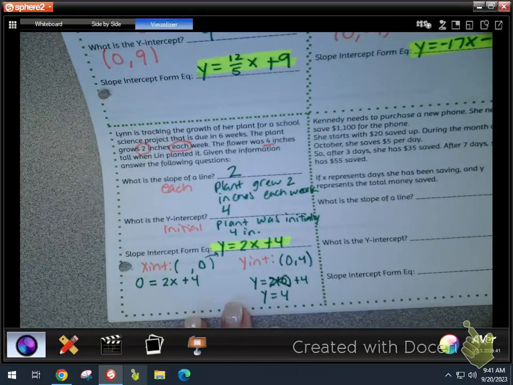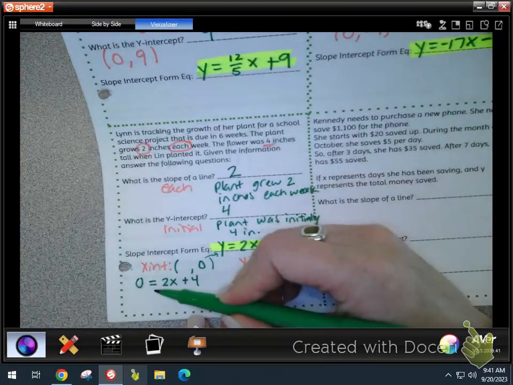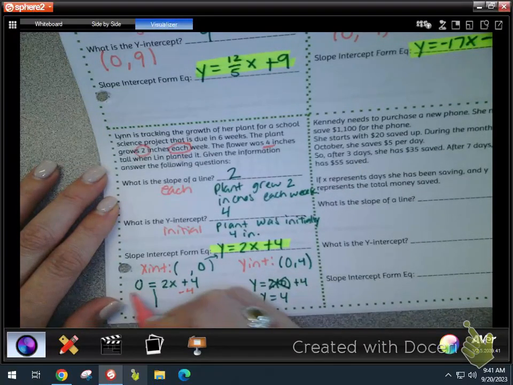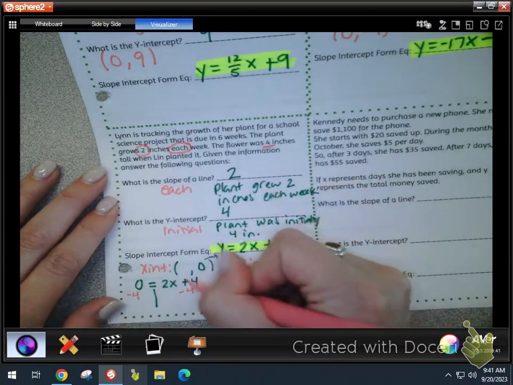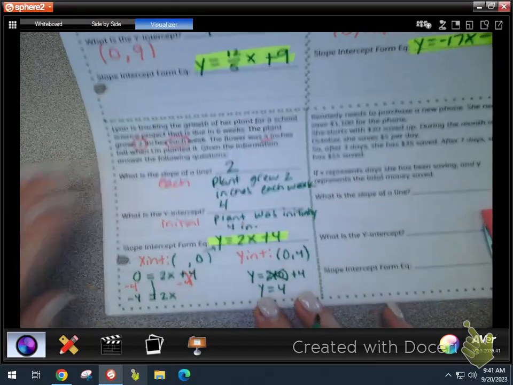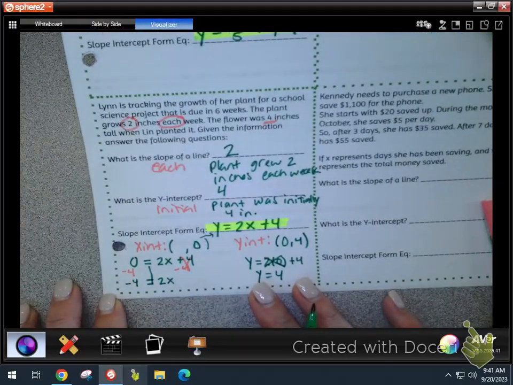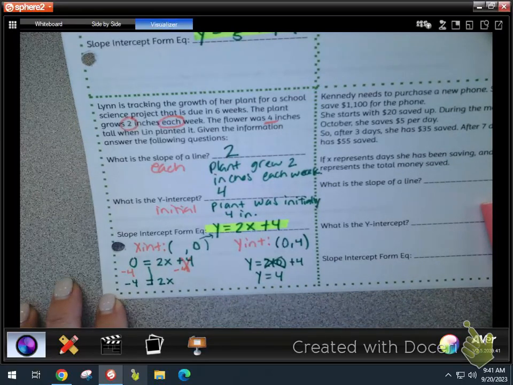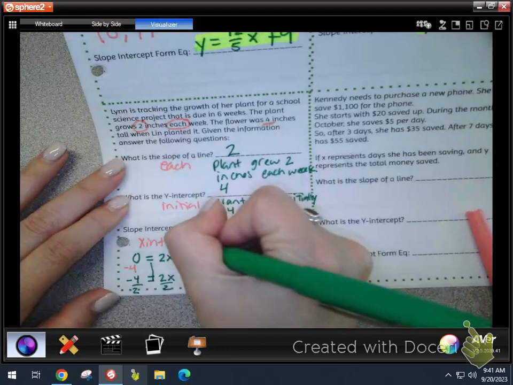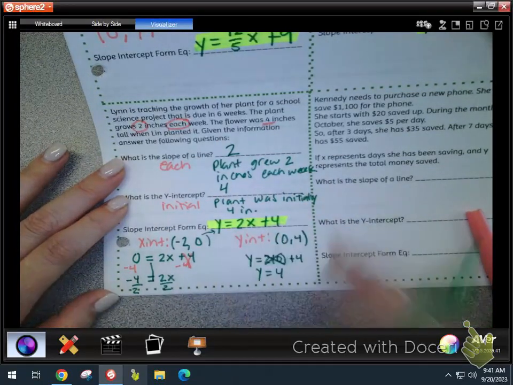What are we solving for? Draw your line. Solve the equation. It just takes a little more work. We got to subtract the 4 on both sides. 0 minus 4 is negative 4. Negative 4 divided by 2x, not divided by 2x, just divided by 2. Just the numbers. So divide both sides by 2. Negative 4 divided by 2 is negative 2. And that would be my x-intercept.